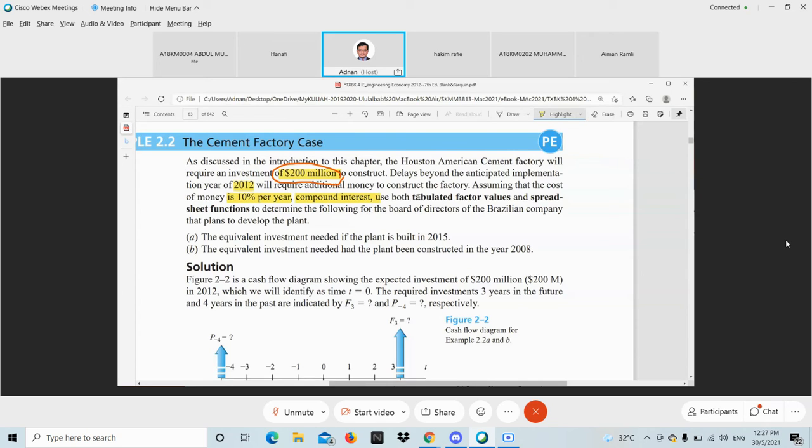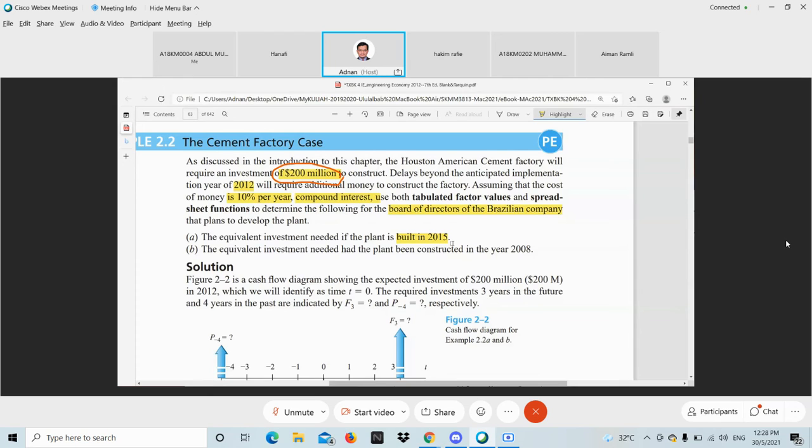Okay, use both tabulated factor value and spreadsheet function to determine the following for board of director of this Brazilian company. Okay, katakan kita tak nak guna table, kita nak guna formula. Okay, so you need to plan and to develop, that need to advise the board of director to make decision. The equivalent investment needed if the plant is built. Okay, kita kata tak nak buat 2012, nak buat dalam 2015. Okay, sebab kita tak ready.